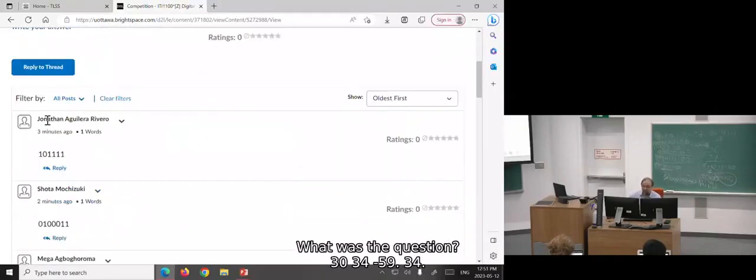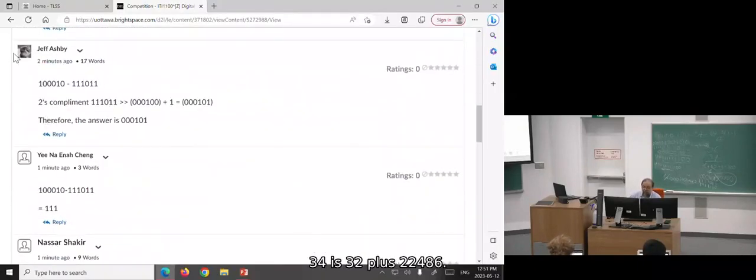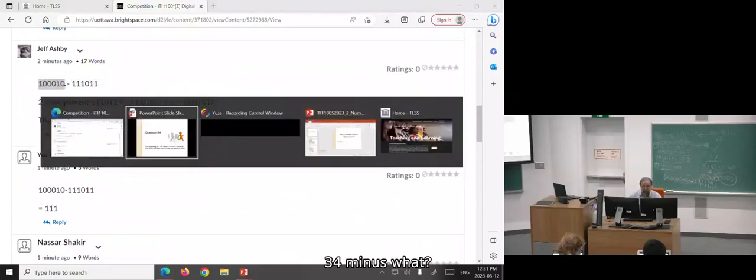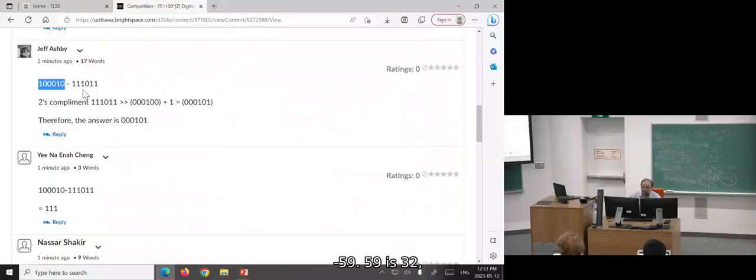34 minus 59. 34 is 32 plus 2. Yeah, this is 34. This is correct. 34 minus what? Minus 59. 59 is 32, 16, 48, plus 8 is 56. This is 49. This is correct.